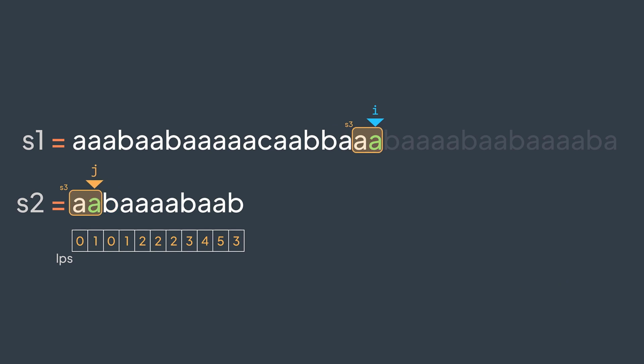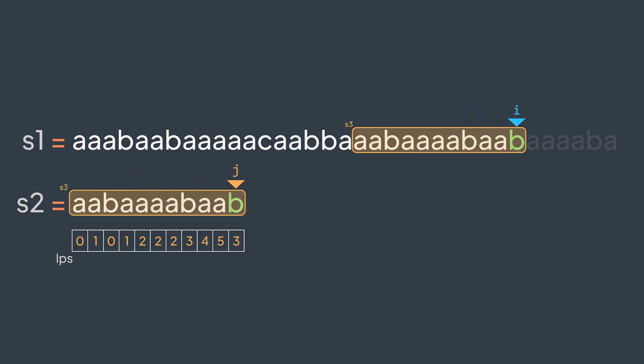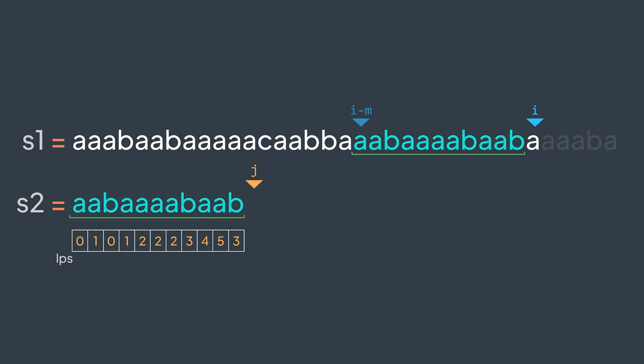And from here we have match after match, and we reach the end of S2, so we've been able to find S2 in S1, we return I minus M, which is the starting position of S2 in S1, which is what we're searching for.